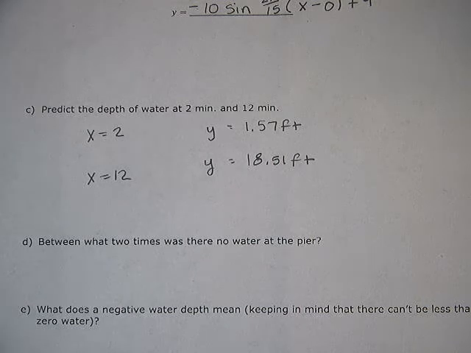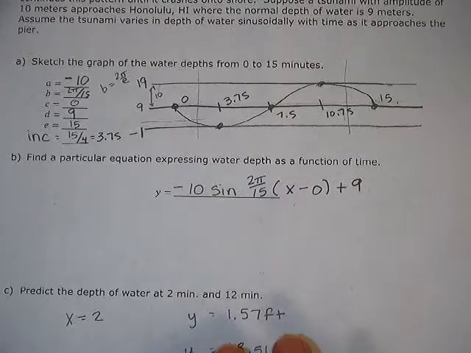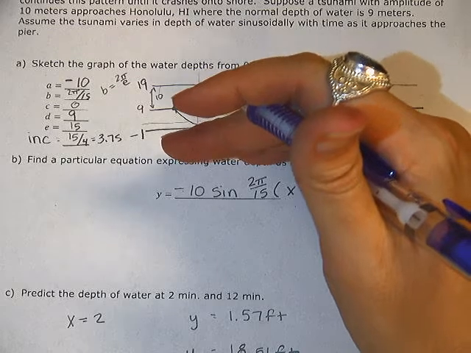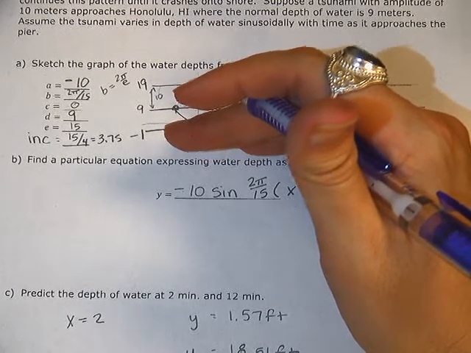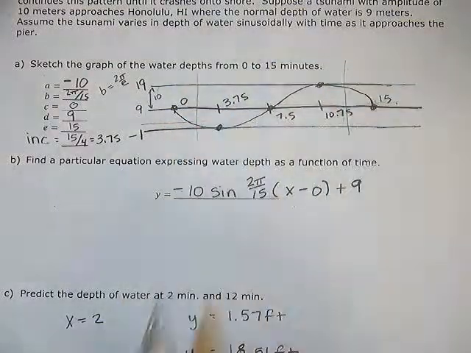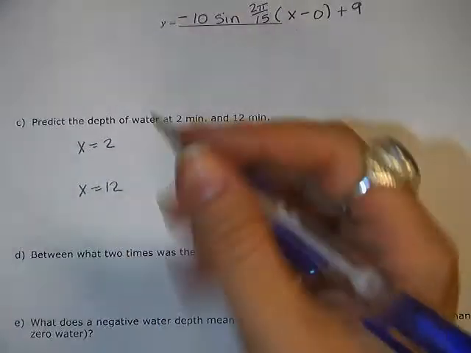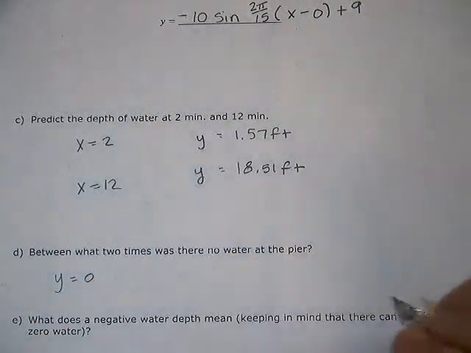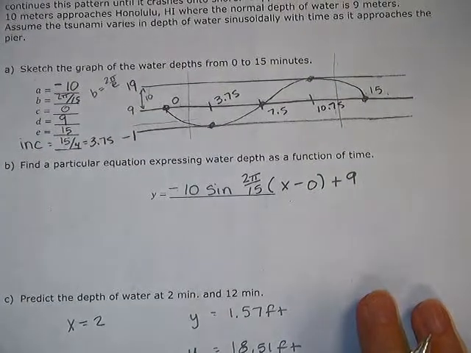Okay, part D says, between what two times was there no water in the pier? Well, is no water talking about X or Y? Well, this is the height of the water. No water would occur at 0 and anything less than 0. So I'm looking for, where is Y equal to 0?